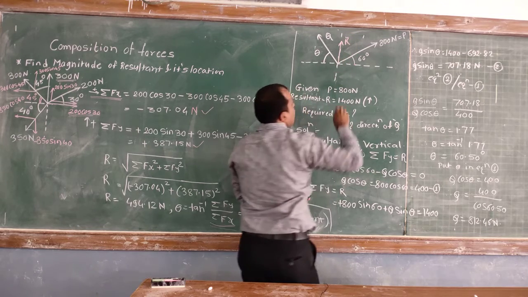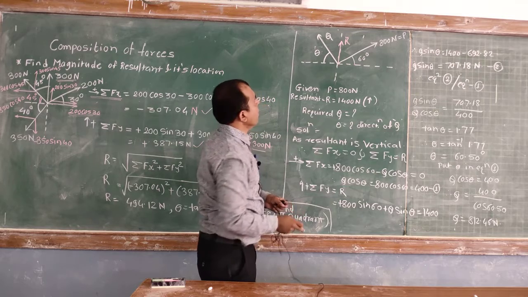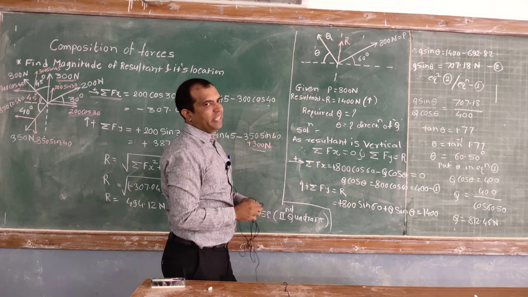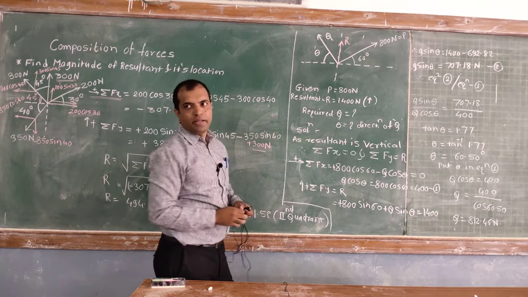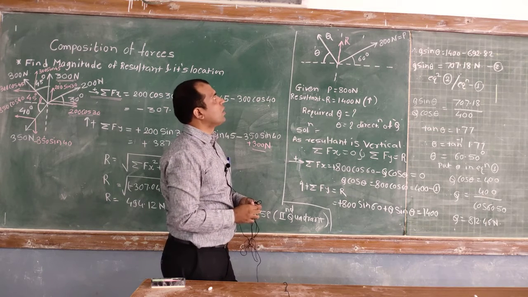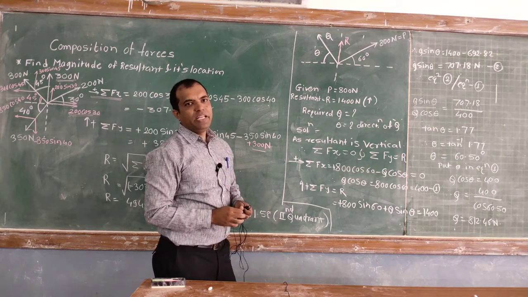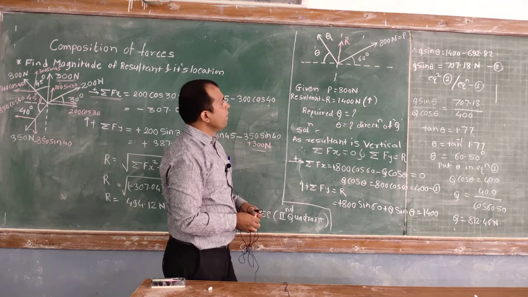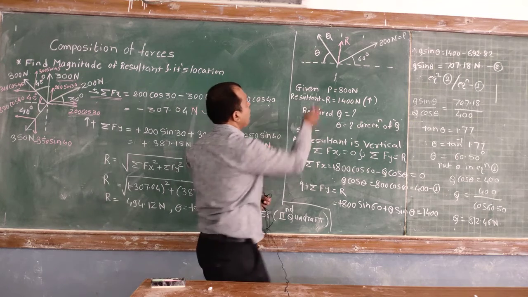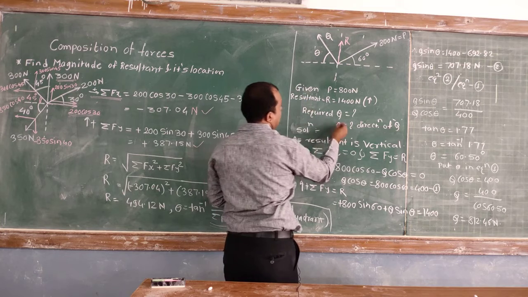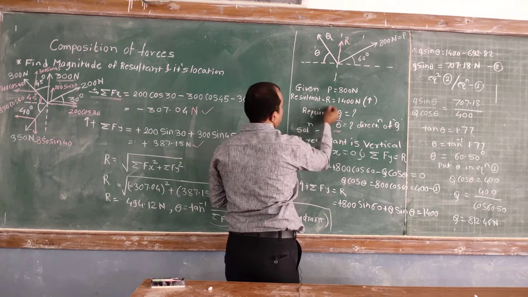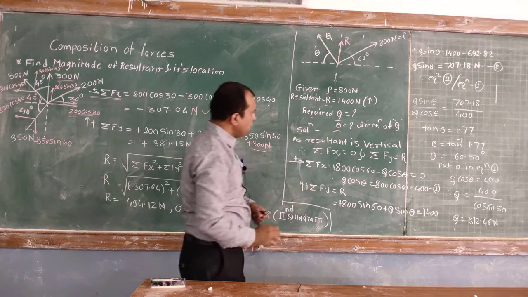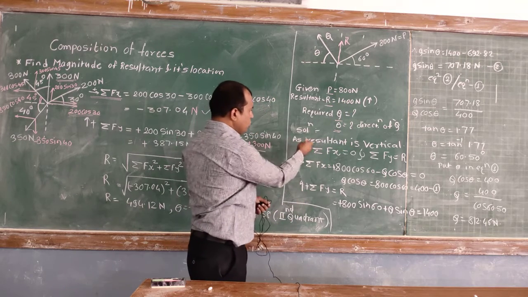R is given, it is vertically upward. And the force Q is given in the second quadrant, and it makes an angle of theta with respect to the negative x direction in the clockwise sense. Now they have asked you to find the value of Q and the value of theta. P is given, R is given, and both directions are given. So now how do we solve these forces?